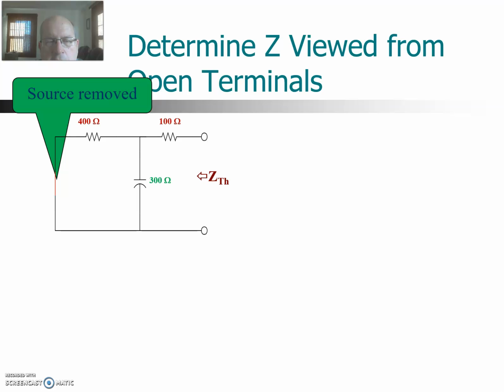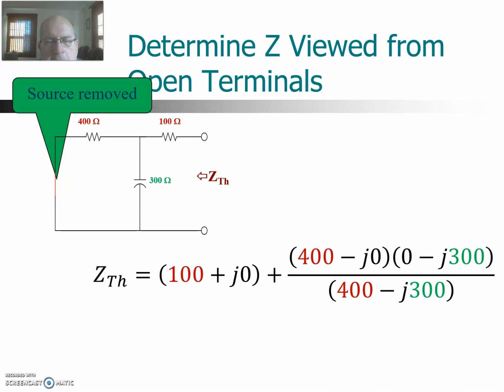Well, we have the 100 ohm in series with a parallel combination of the 400 and the 300. So 100 plus J0, that's the 100 ohm resistor, is in series, so we add it. And then we have two parallel branches. Remember, there's a choice which way the current will go. That means parallel. So the 400 ohm resistor is in parallel with the 300 ohm capacitor. So we're going to do product over sum: 400 minus J0 multiplied by 0 minus J300, divided by the sum of both of those, and that becomes trivial.